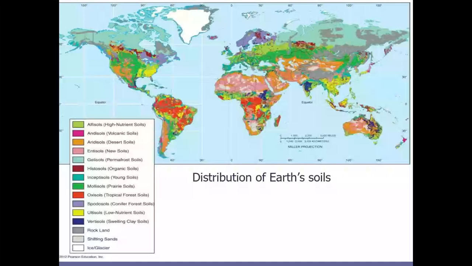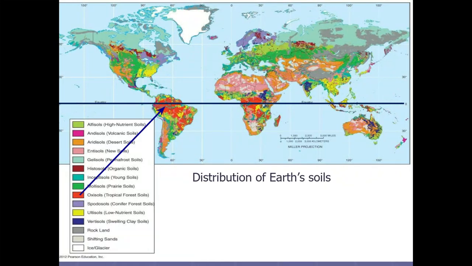And like everything we do in the sciences, we always look for patterns. And so, for example, if we draw the equator across the world map, you can see that the equatorial zone on land masses is marked by the red color, which is equivalent to the oxisol, which is typical of tropical forest soils, which are soils that are very high in aluminum. And these are soils that are created from the high abundance and amount of water.